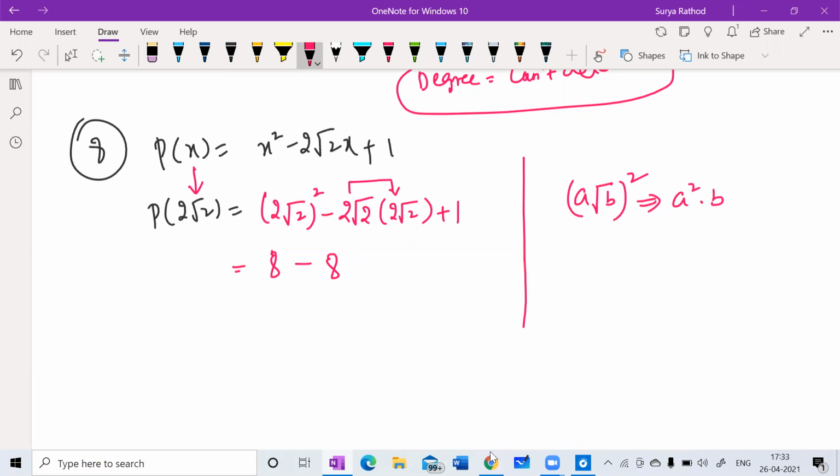Into root 2, 2, 4. One second. I asked you for the answer, not for an explanation. Please don't give me an explanation until I ask you. I am asking you for the answer. You have to give me only the answer. Don't explain. If I ask you, then you have to explain.